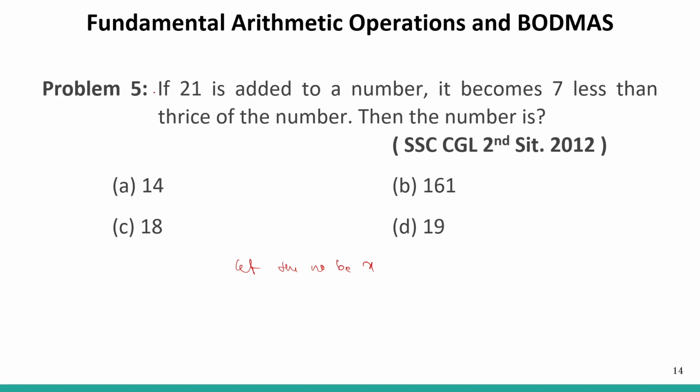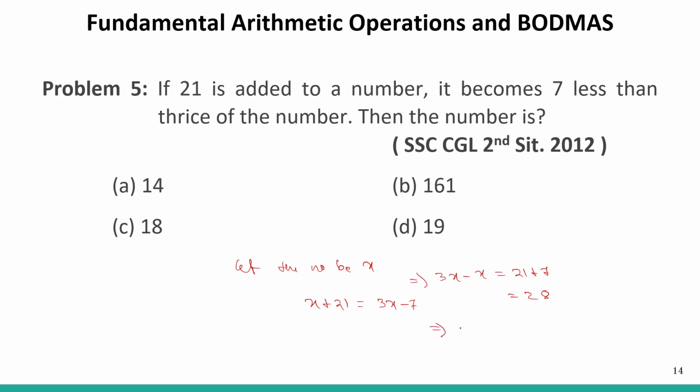Okay, so we have assumed that the number is x. It tells us that 21 is added to a number, so x plus 21. If we add 21 to this number, it becomes 7 less than thrice of that number. Thrice of the number is 3x, and 7 less than it, so minus 7. So this implies that 3x minus x is equal to 21 plus 7, which is equal to 28.